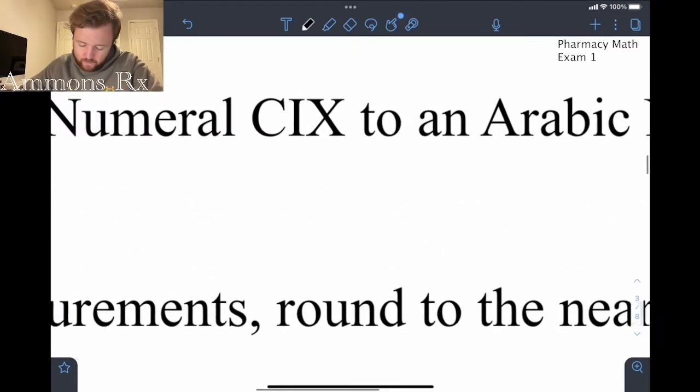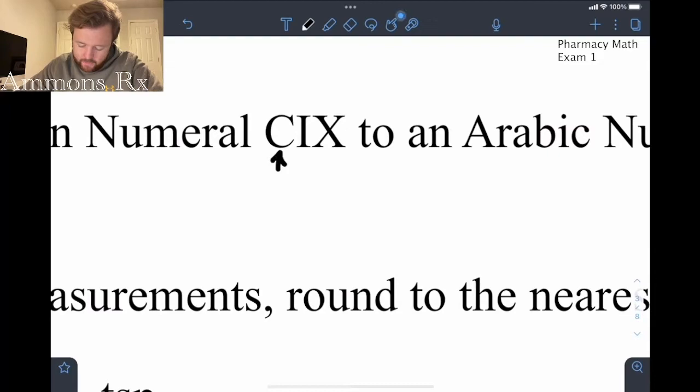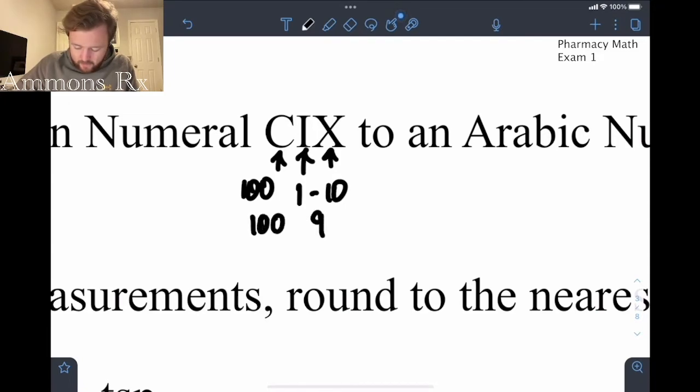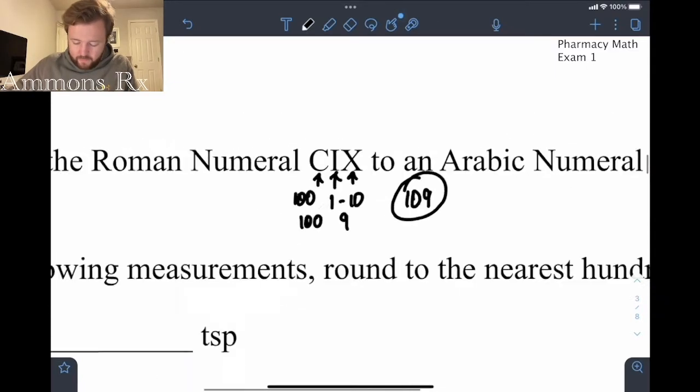Okay. So C for 100, I for 1, X for 10. If you look at this one, we have a 1 in front of a 10. If there's a smaller number in front of a bigger number, we need to subtract that. So that turns into a 9 in a 100, so that is 109.